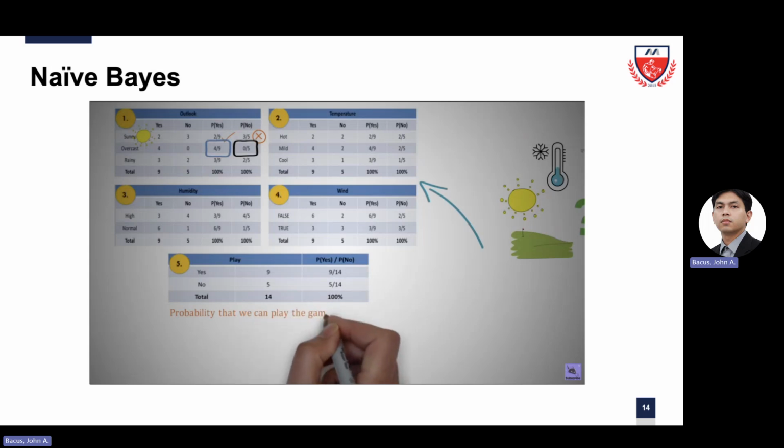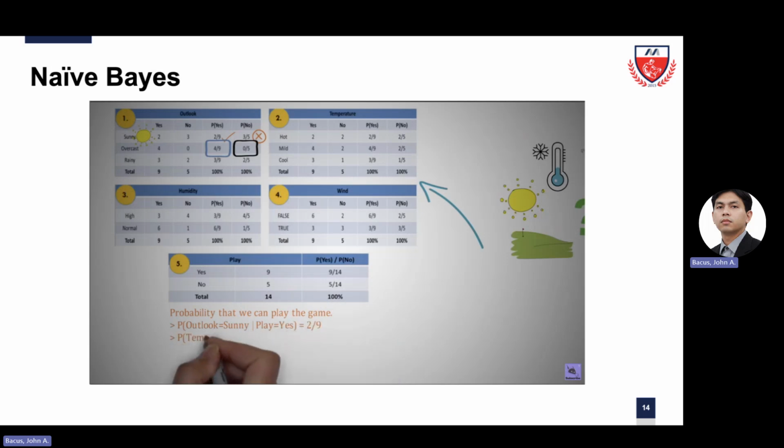Firstly, we look at the probabilities that we can play the game. So we use our lookup tables to get the probability that outlook is sunny, given play is a yes, is 2 over 9. Probability of temperature equals cool, given play is a yes, is 3 out of 9. And similarly for humidity and wind, we have 3 out of 9 for both of them. And then the probability that play is a yes is 9 out of 14, as we discussed earlier.